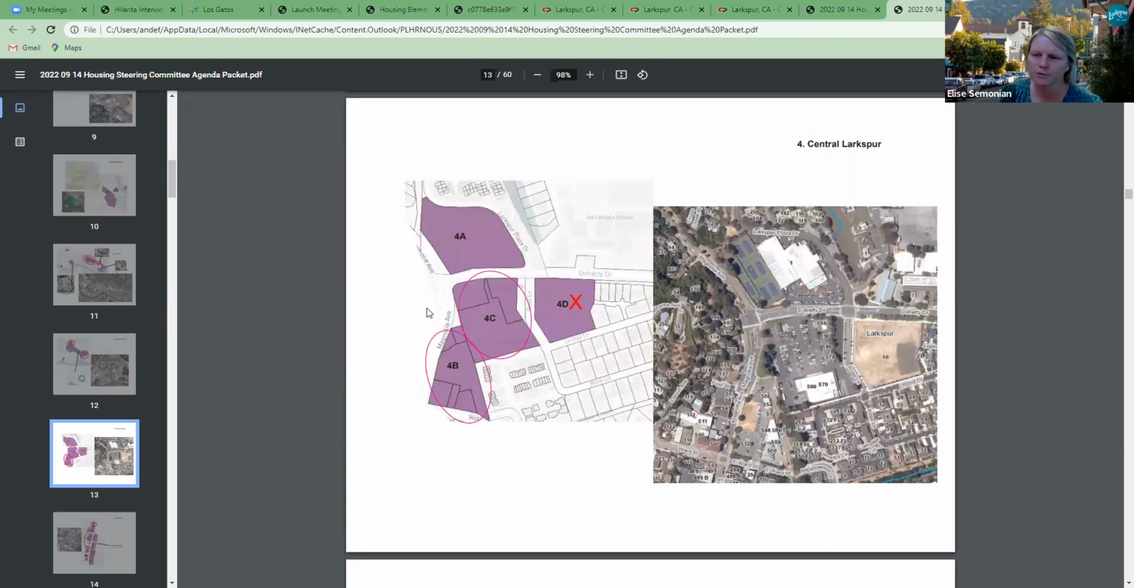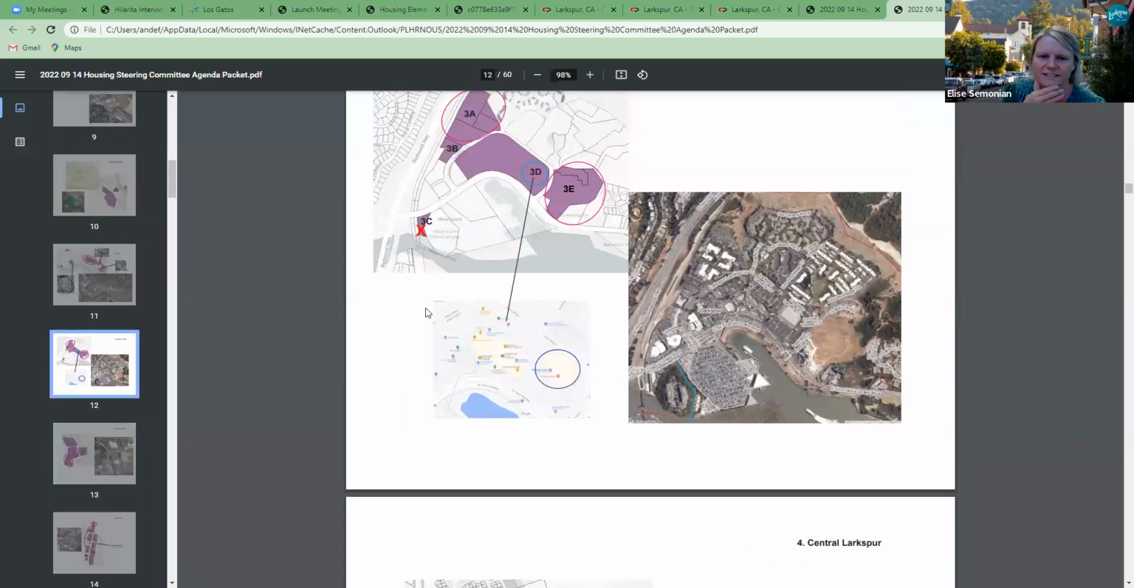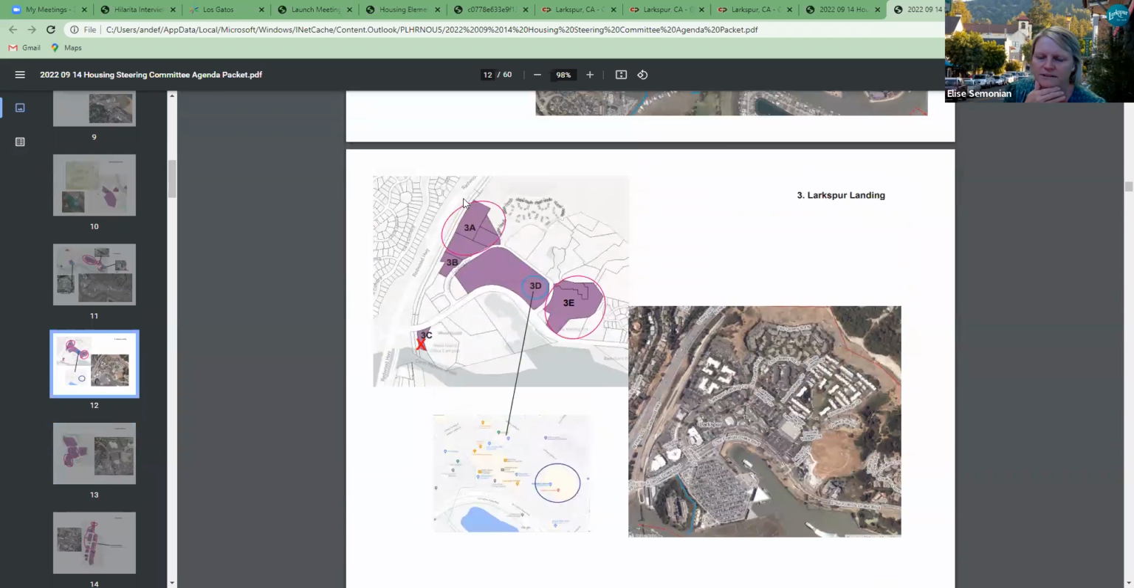I just wanted to note on the prior one, these are our highest for the Larkspur Landing. These sites carry the most units of all, with the exception of the county site further down, the majority of the sites in the housing element. And one of the good reasons is because it's right near transit. So train and ferry and bus transit. Also because 3E is a vacant lot, which is going to be the easiest to develop.